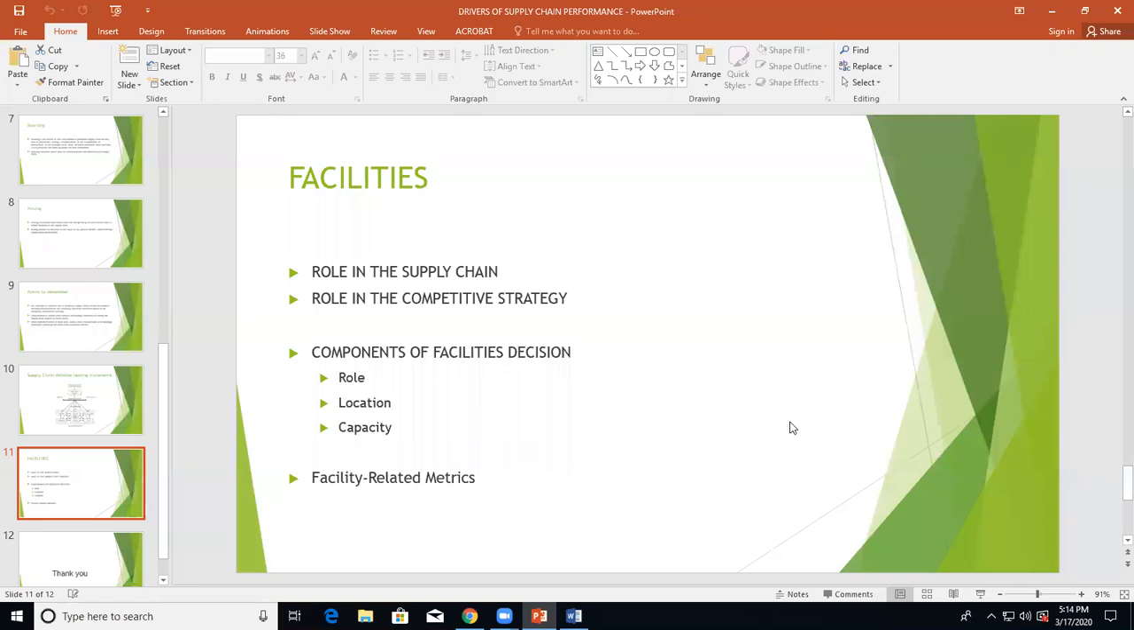Components of facilities decisions: role, location, and capacity. These are the components. Okay, first we said the role in the supply chain. What is the role of facility in the supply chain? What is the role in the competitive strategy of one of the drivers, that is facility? And what are the components? We have broken down the facility into three components, that is role, location, and capacity.